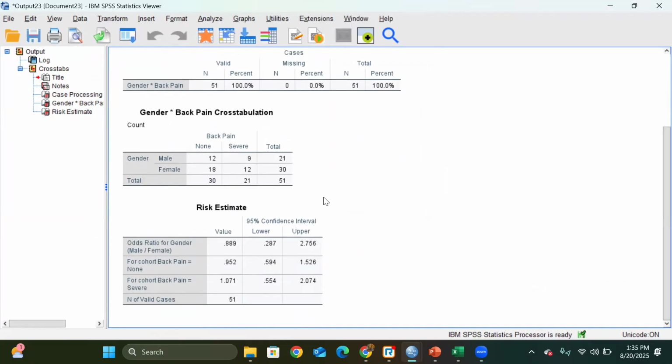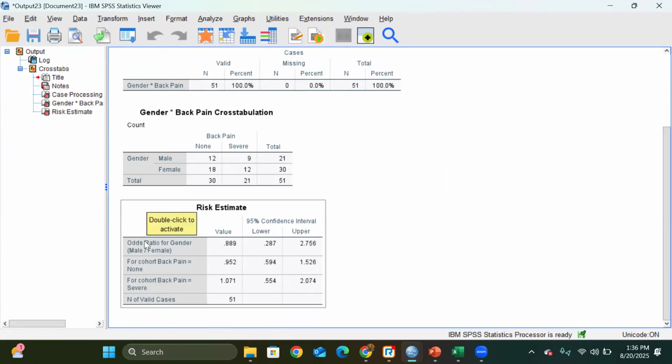Okay, so here we have our test. Here, male and female, and no and severe back pain. Of course, if the data was legit and it was a different data set, the results would have been more proper. But we can just see how the test is applied and how we can analyze that test.